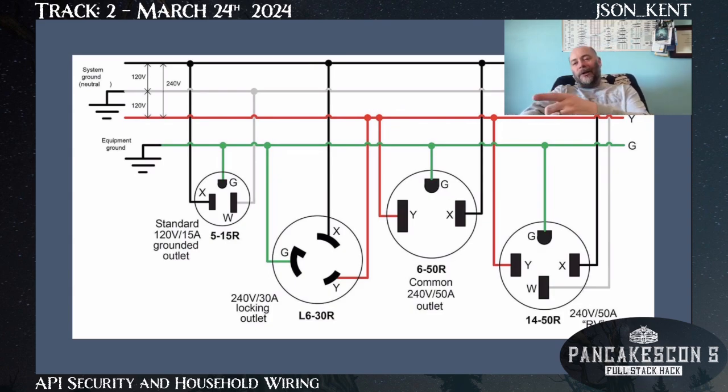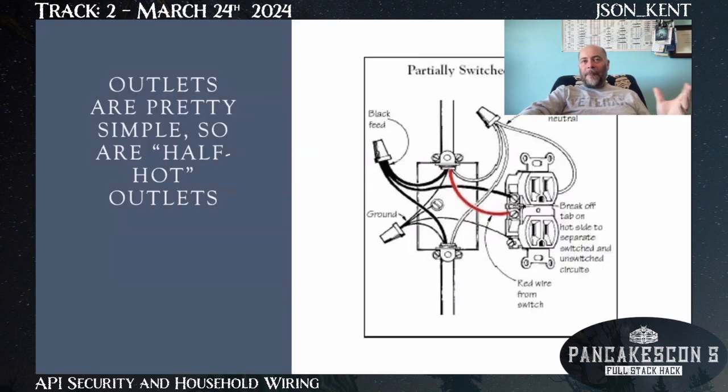And now you've got a 14-50R, which has a dedicated white that goes on it. It's changed. Why did it change from 3 to 4 prongs? Is they put more 120 volt stuff in the dryer. The reason it's 240 volts is the heating element, right? And that's the reason why it went that way. Partially switched receptacles are what we call half-hots. You flip a switch and the lamp over in the corner turns on. It's simply them breaking a tab off and running wires this way. It's a very simple thing.